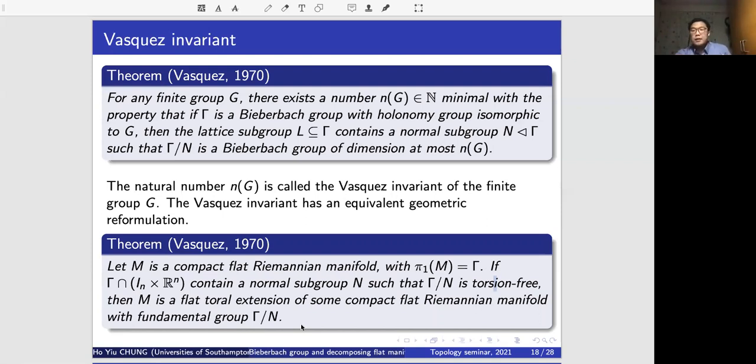So we take a big manifold, and the Vaquers invariant means how big can you quotient out by some subgroup inside your lattice to get a smaller compact manifold.